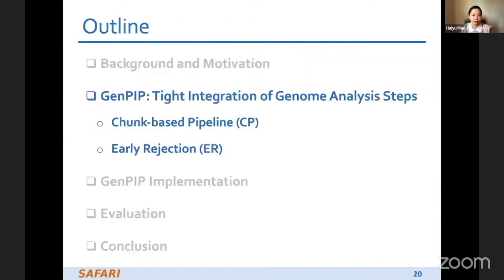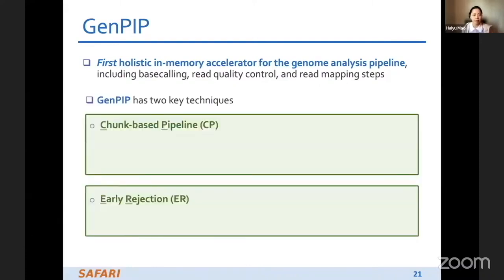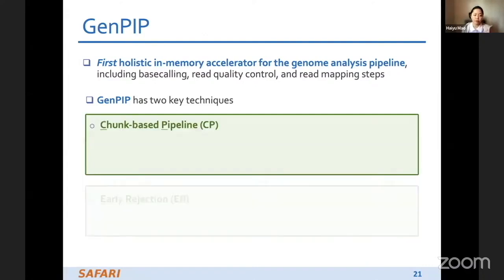Next, I will introduce GenPIP. GenPIP is the first holistic in-memory accelerator for the genome analysis pipeline, including base calling, read quality control, and read mapping steps. GenPIP has two key techniques: trunk-based pipeline and early rejection. First, I will introduce the trunk-based pipeline.